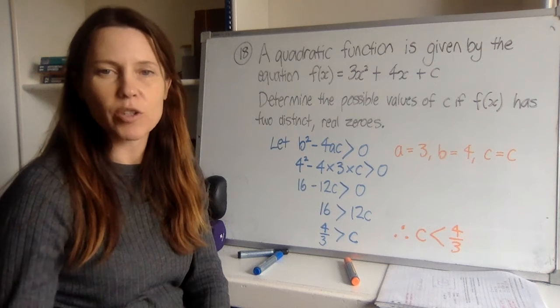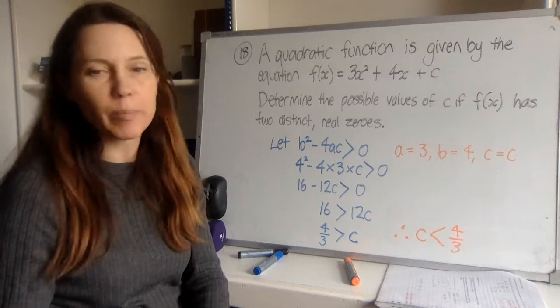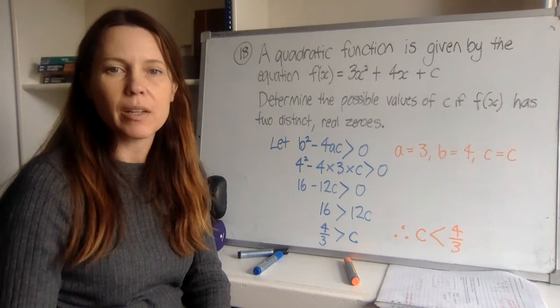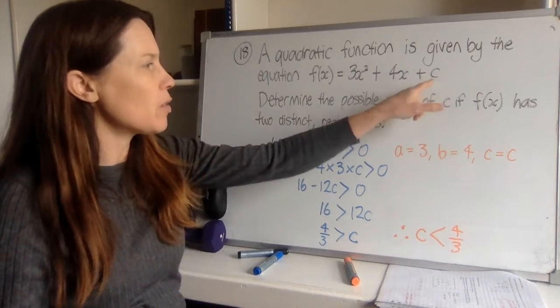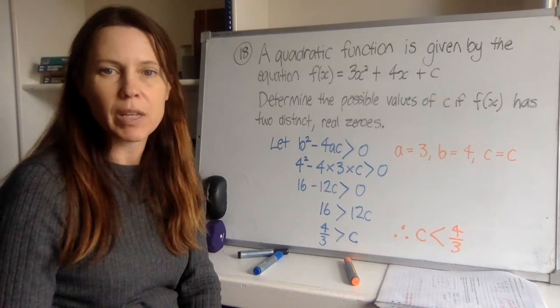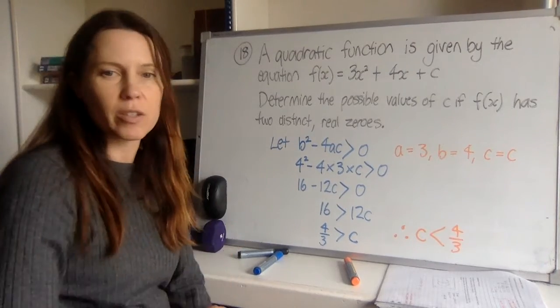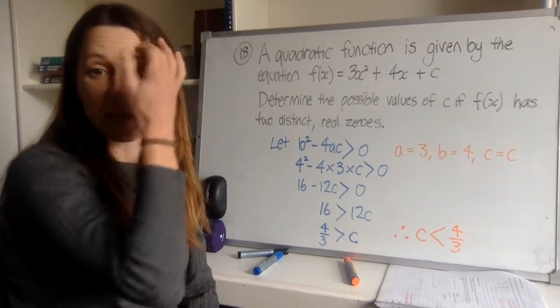Question 18. A quadratic function is given by the equation f of x equals 3x squared plus 4x plus c. Determine the possible values of c if f of x has two distinct real zeros. Now, the way to get started on this question is to recognise that we need to look at the discriminant and we need to allow it to be greater than 0.